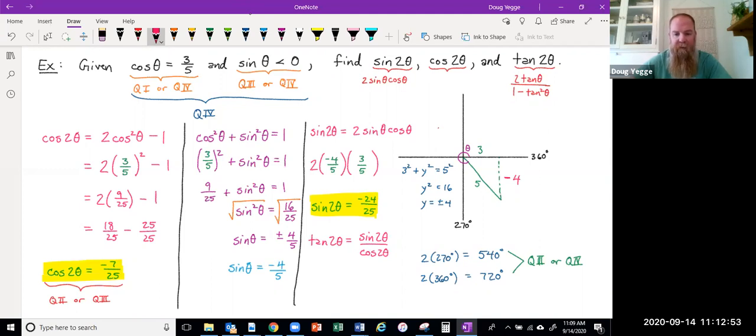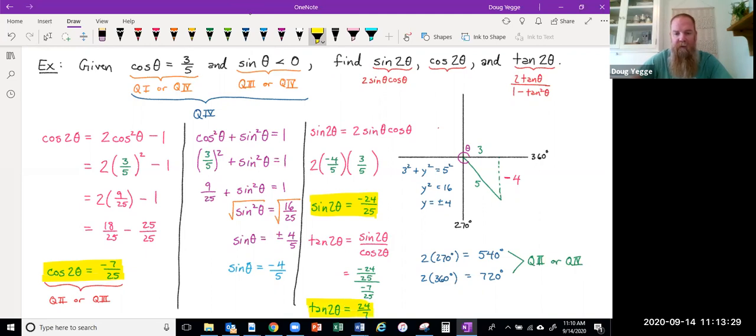Since we found both of those, we know the tangent of 2 theta is equal to negative 24/25 over negative 7/25, which means that tangent of 2 theta, by multiplying by the reciprocal, is simply 24/7. And there's our result for all of our trig functions of the double angles.